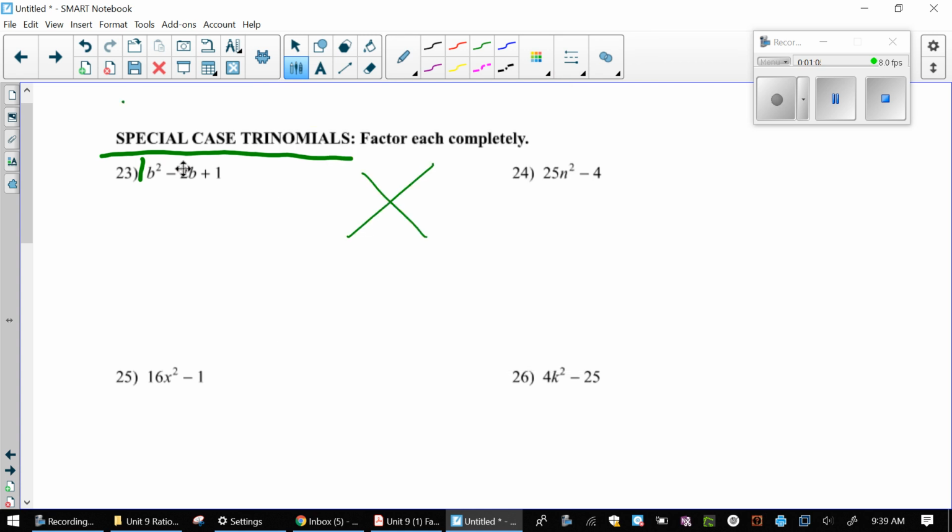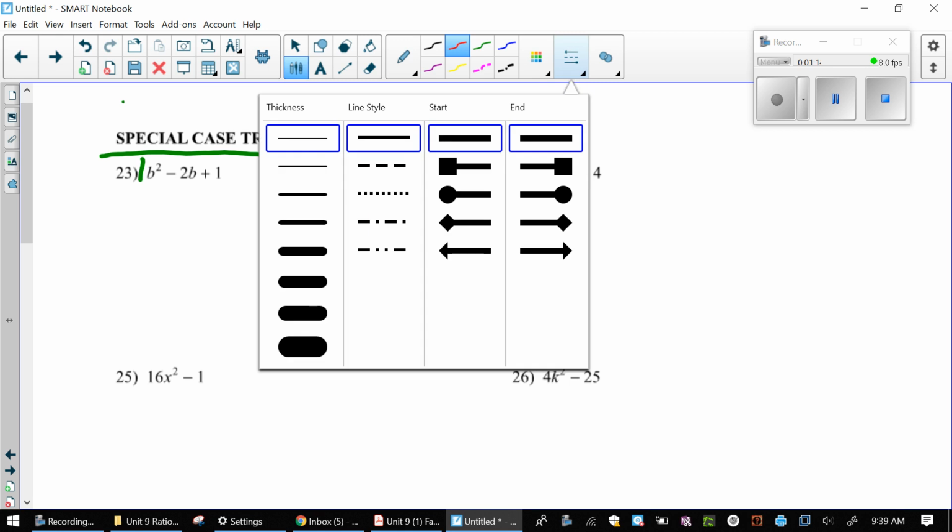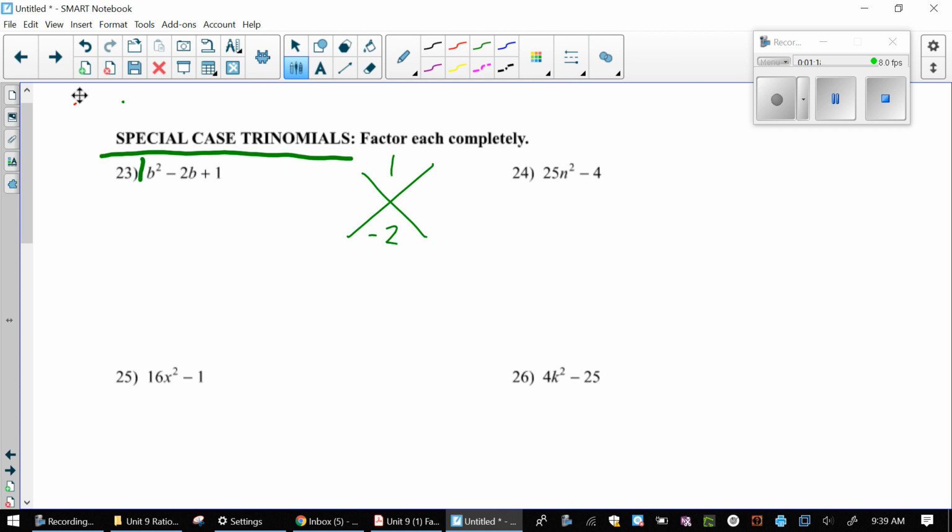Up on top, 1 times 1 is 1, and on the bottom, b is -2. So I need 2 numbers that add up to -2 and multiply to 1. If that's not jumping out to you right away, there's only a couple things that can multiply to 1, and since the sum is -2, it's got to be -1 and -1. So when we write our binomials, we know that b squared has to be b times b, and each of these has to be -1.